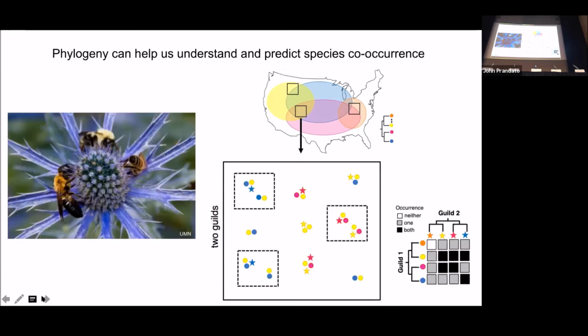And finally, phylogeny can help us understand and predict species co-occurrences. So if we have not one guild, but two at that local assemblage level, we can map those co-occurrences onto phylogenies, and we can understand the phylogenetic structure for those co-occurrences. And that can help us understand whether those co-occurrences and associations are due to, say, coevolution, shared environmental responses, or chance. This can be really helpful for predicting rare events like zoonotic outbreak or host shifts, which we know have phylogenetic structure.